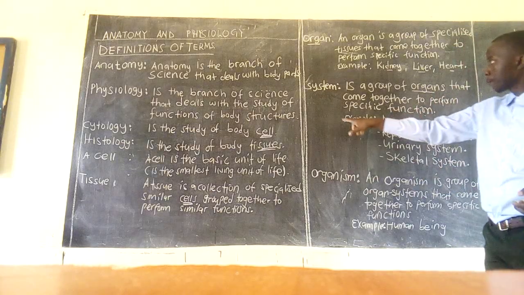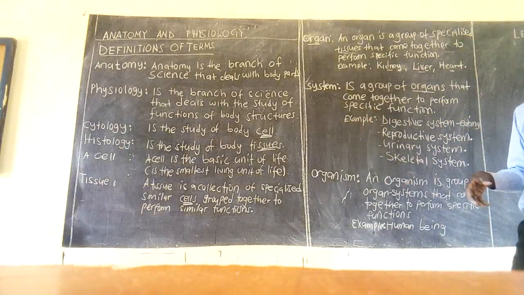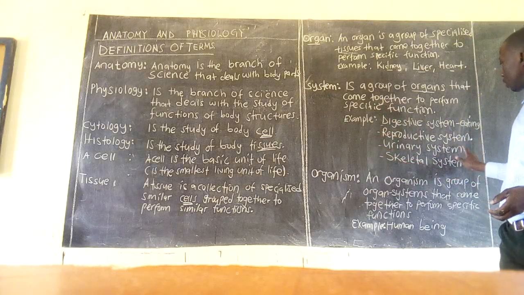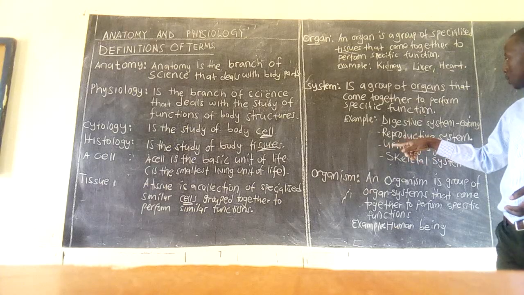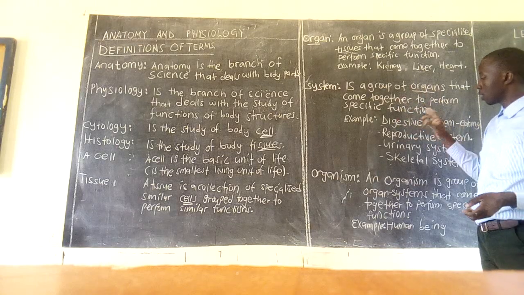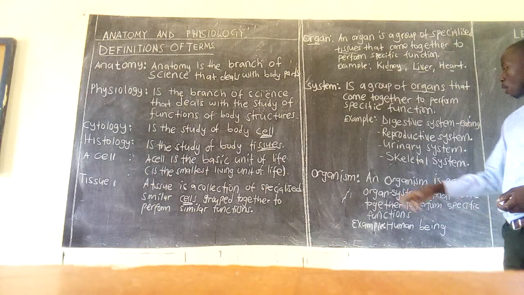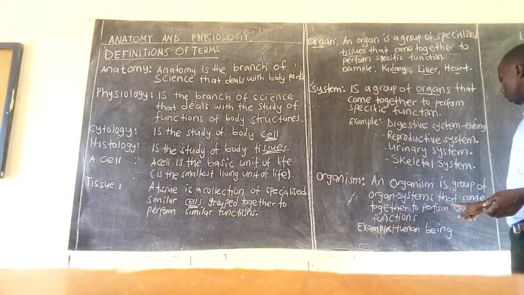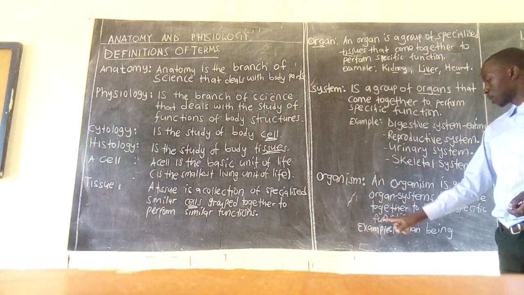So organs form the system, what we call the organ systems. When all these systems are combined together, the skeletal system, the renal system, the reproductive system, the digestive system, they form what we call an organism. An organism is a group of organ systems that come together to perform specific functions.